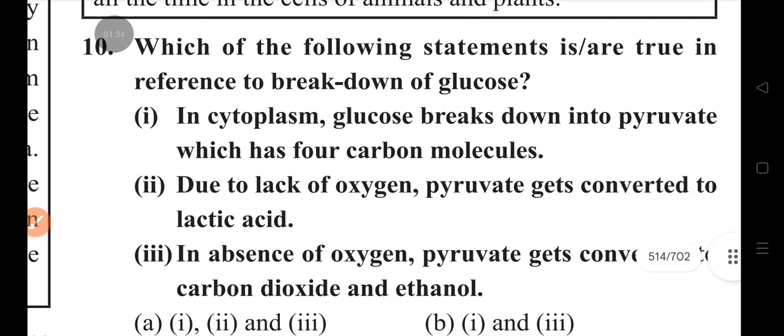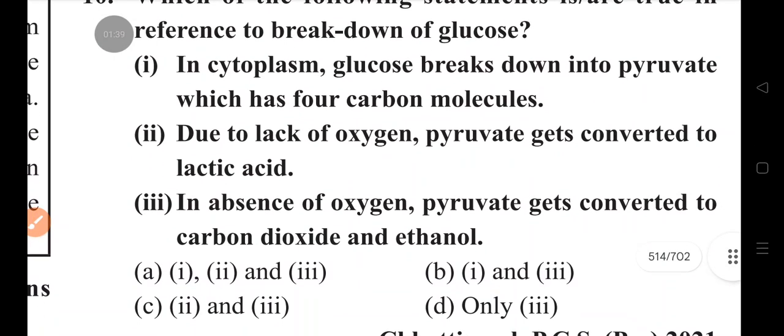Which of the following statements is true in reference to the breakdown of glucose? Due to lack of oxygen, pyruvate gets converted into lactic acid. In the absence of oxygen, pyruvate gets converted into carbon dioxide and ethanol.